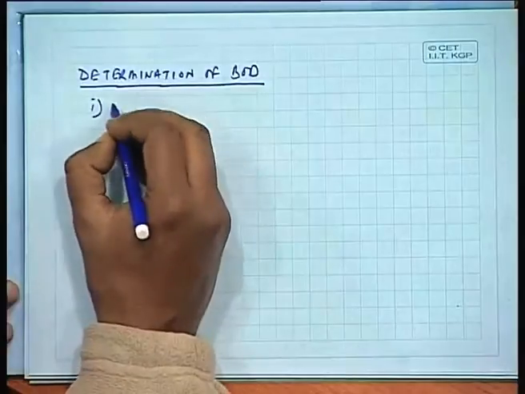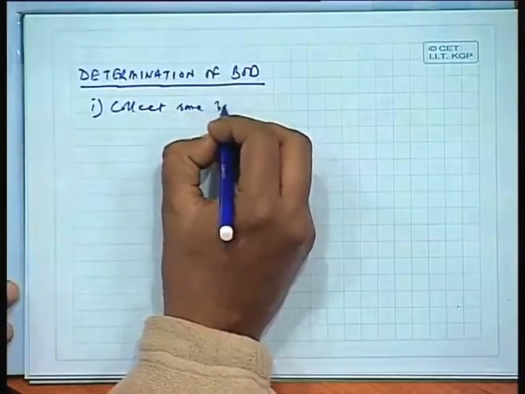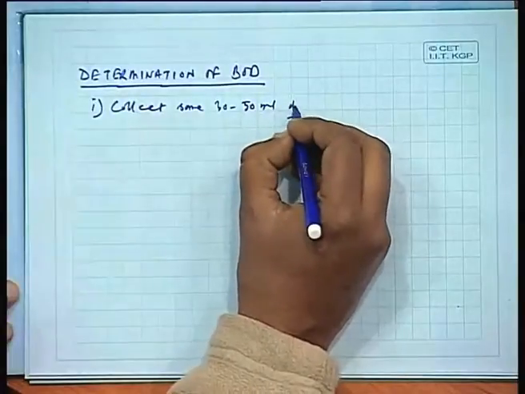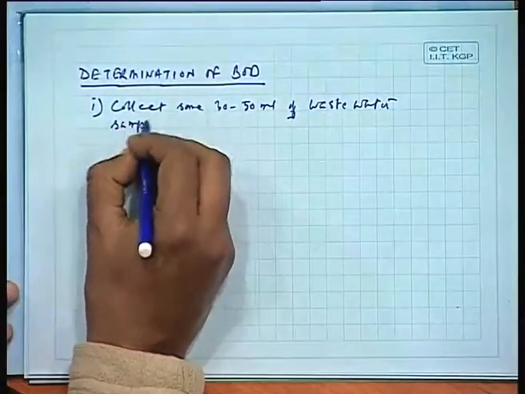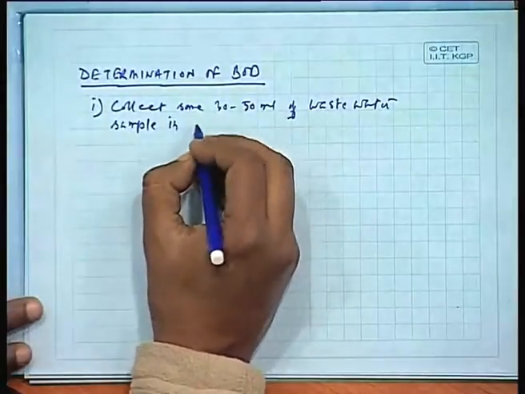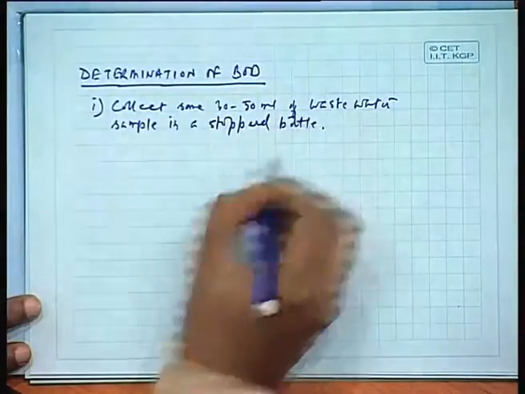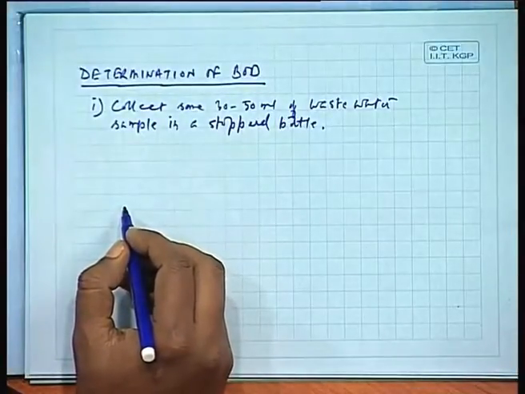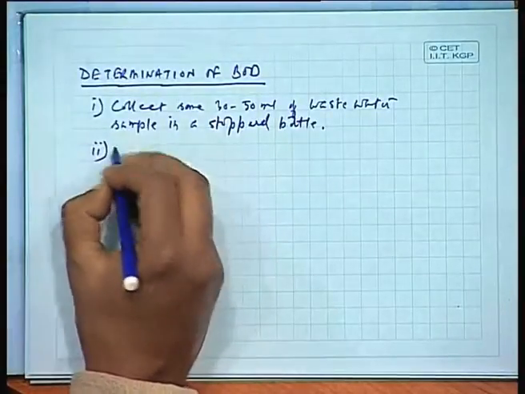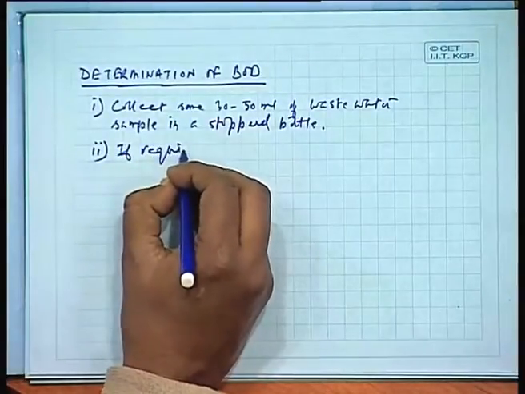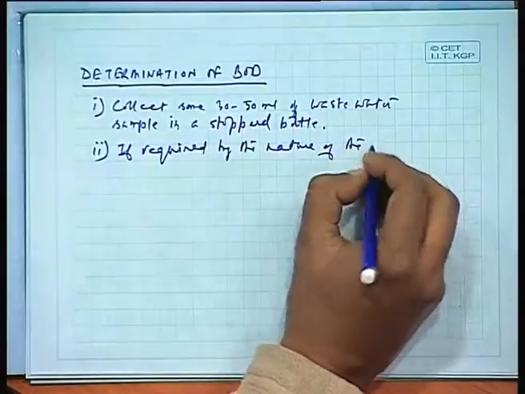Say this is number 1: collect some 30 to 50 milliliter of wastewater sample. Remember this wastewater sample, in a stoppered bottle, if required by the nature of the wastewater.